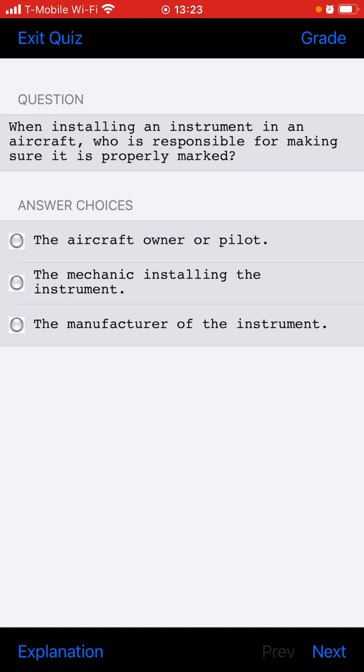What are sources of heat for a thermal anti-ice system? Bleed air, engine exhaust heat, combustion heaters. What are the sources of heat for a thermal anti-ice system? Bleed air from the compressor section of the turbine engine, exhaust heat exchangers, and combustion heaters.